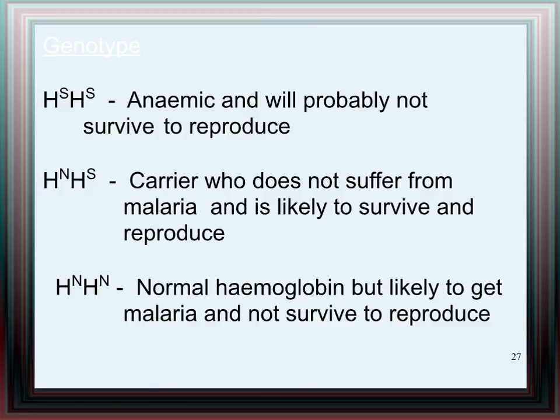So just to recap, if the genotype is homozygous for sickle cell anemia, the person will be anemic and will probably not survive to reproduce. If the person is heterozygous for the allele, he will be a carrier who does not suffer from malaria and is likely to survive to reproduce. And then in malarial areas, if a person is homozygous normal, he's got more chance of getting malaria, so probably won't survive to reproduce.